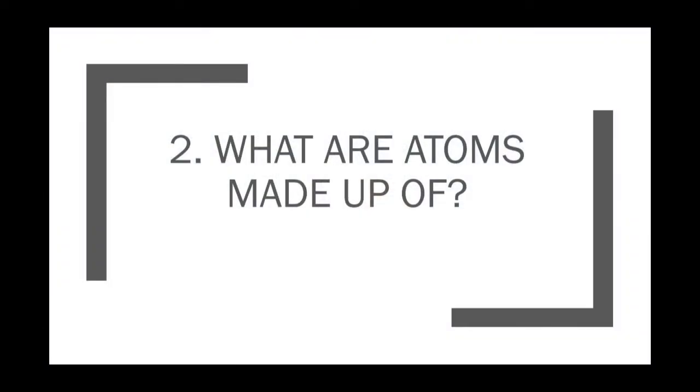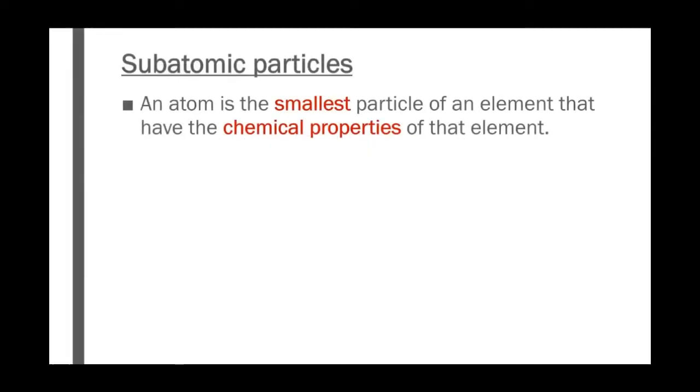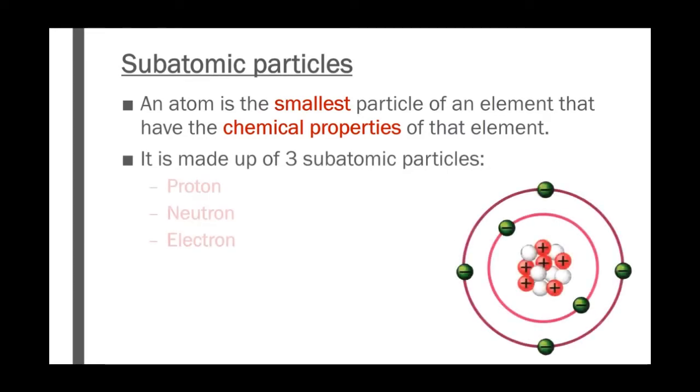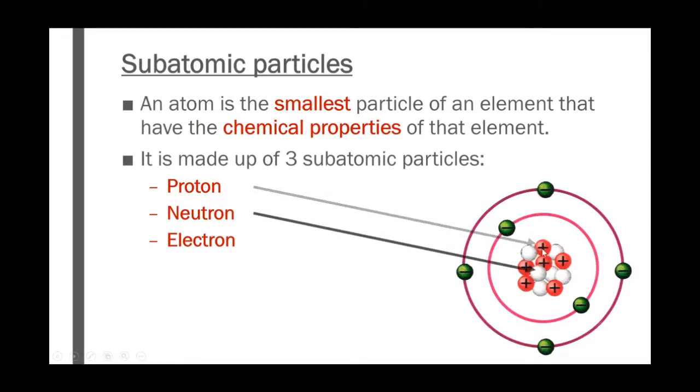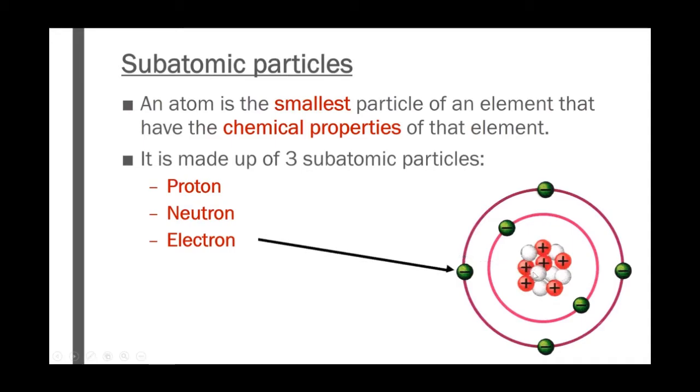First, let us ask ourselves this question: what exactly are atoms made up of? An atom is the smallest particle of an element that still shares the same chemical properties as the element. It is made up of three subatomic particles: the proton, neutron, and electron. Over here, you see an image of how these particles are arranged. The proton is labeled with the positive sign. The neutron has no charge, it's neutral. And the electrons are the green ones labeled with a negative sign.